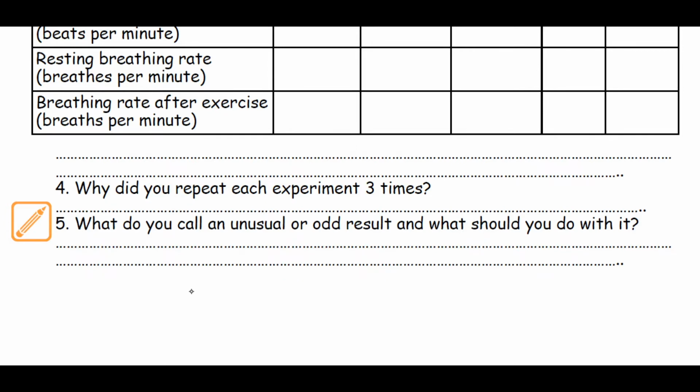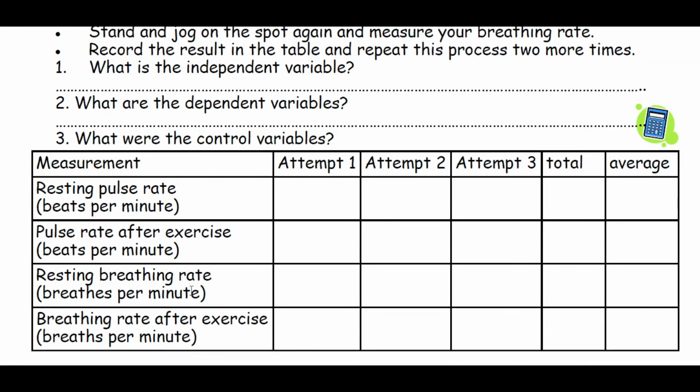So once you've collected your data in your table, I now want you to draw a graph. On page 5, you have got some graph paper. It is a bar chart that you're plotting because our independent variables, with exercise and without exercise, are going to be categoric. Our dependent variables, which are our pulse rate and our breathing rate, are going to be continuous variables because they are numbers.